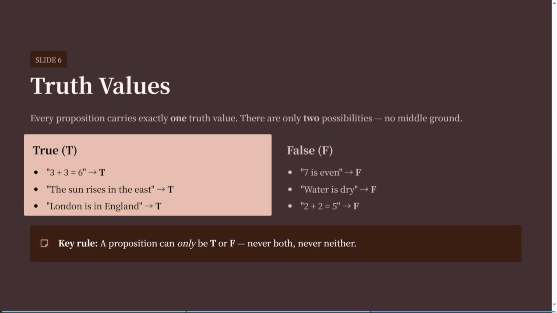Truth values. Every proposition carries exactly one truth value. There are only two possibilities. No middle ground. True. 3 plus 3 equals 6. The sun rises in the east. London is in England. False. 7 is even. Water is dry. 2 plus 2 equals 5. Key rule. A proposition can only be true or false. Never both, and never neither.